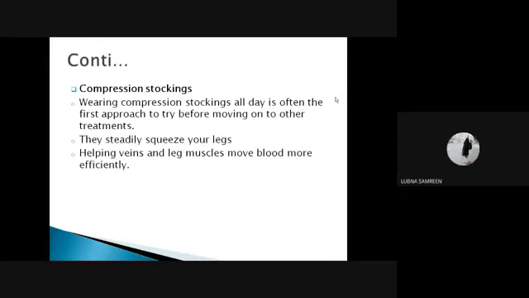The next one is compression stockings that can be used for the treatment of varicose veins. Wearing compression stockings all day is often the first approach to try before moving on to the other treatments. They steadily squeeze your legs, helping veins and leg muscles move blood more efficiently.